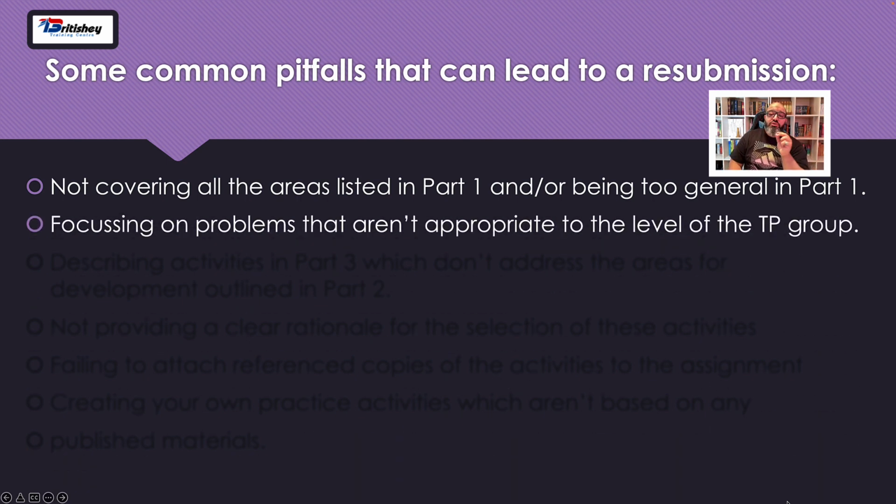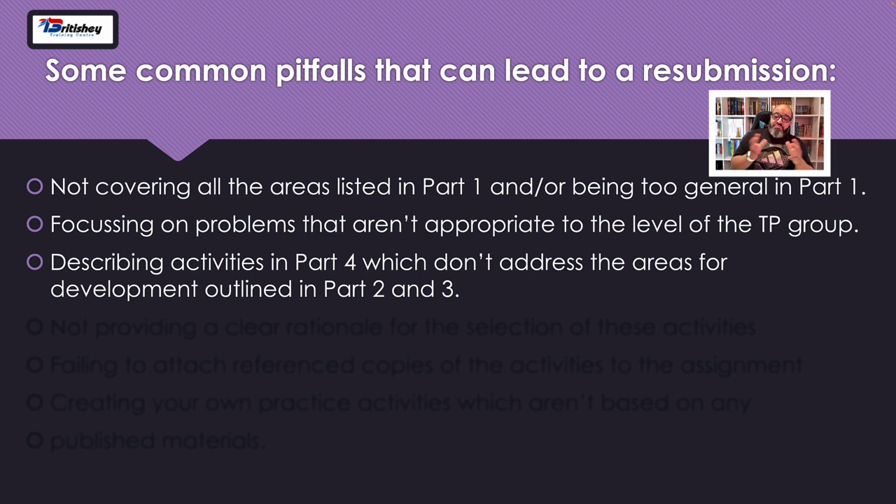Also, focusing on problems that aren't appropriate to the level of the TP group. Describing activities in part 4, which do not address the areas for development outlined in part 2 and 3. So, as we said, if you talk about a pronunciation problem with a p sound, don't go in part 4 and recommend an activity for the v sound, while you haven't mentioned that this was a problem in the previous part. So consistency.